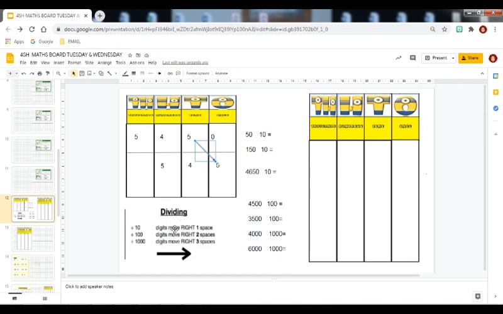Remember, we've got the helper at the bottom. It says divided by 10, digits move right just one space, and you can see that each of those digits has moved right by just one space, and in doing so the number is now 10 times smaller.